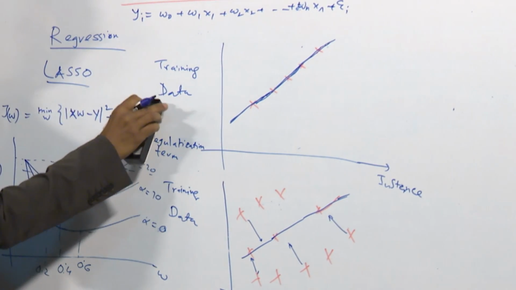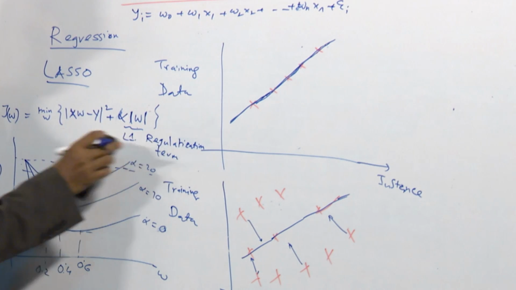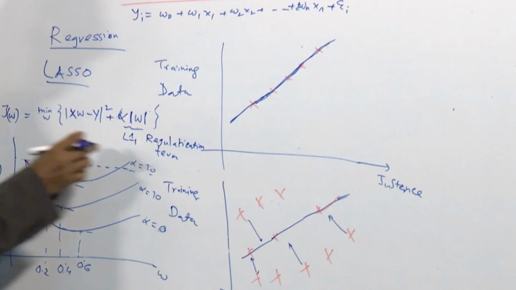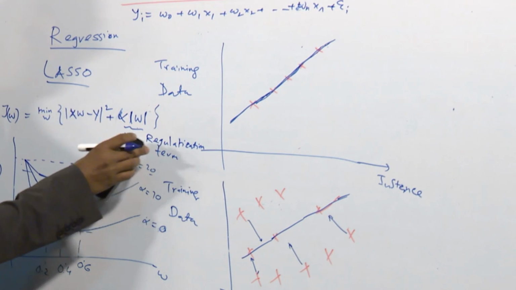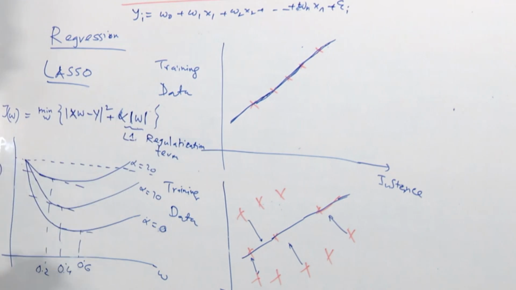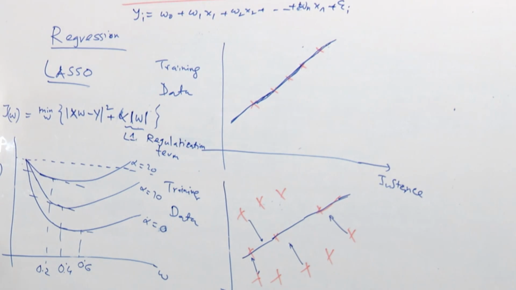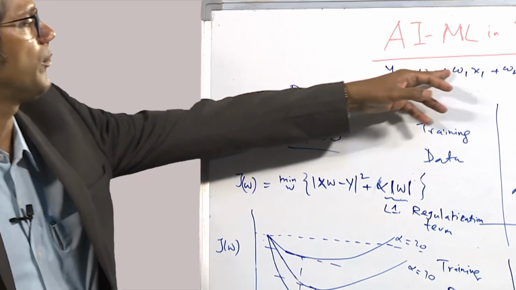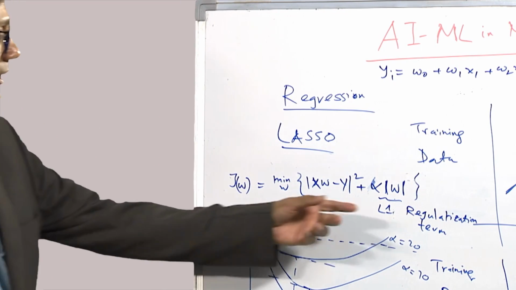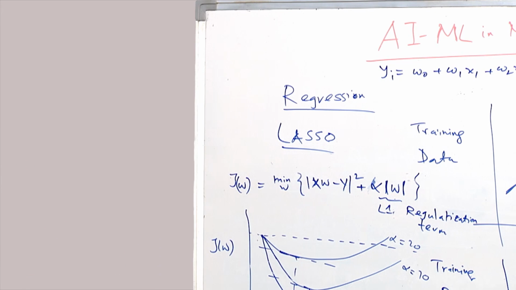Instead of square, we use only this, what is called linear. This is the regularization term here. Here is a very simple regularization term, alpha times the absolute value of w. And remember, the absolute value of w is used, not the actual value. These w's can be negative or positive, but here we are using absolute values, the mod value, meaning positive values of the w.